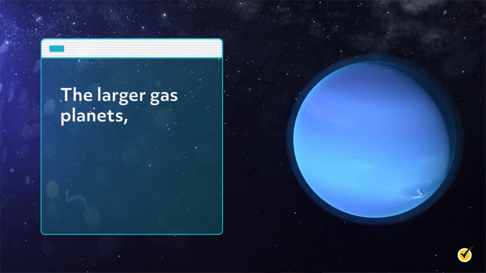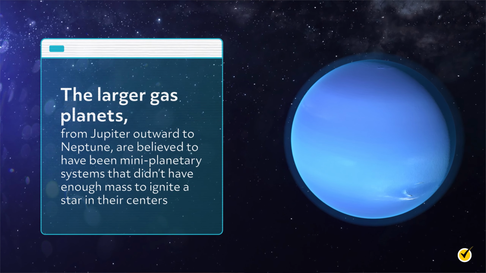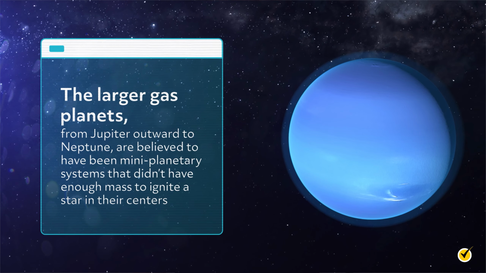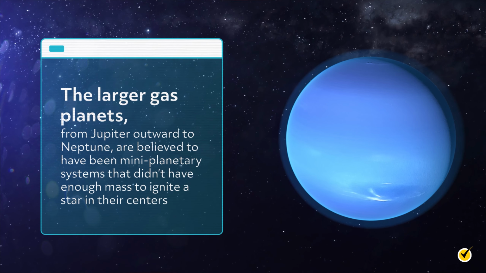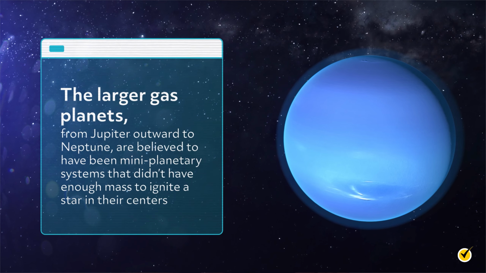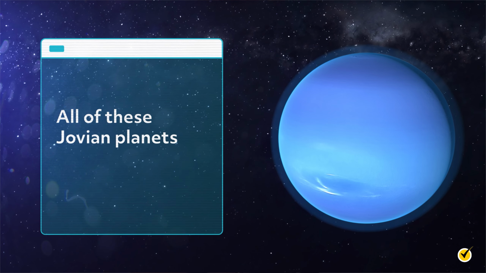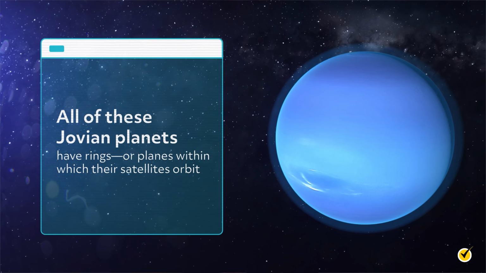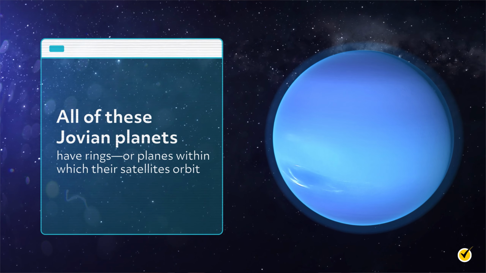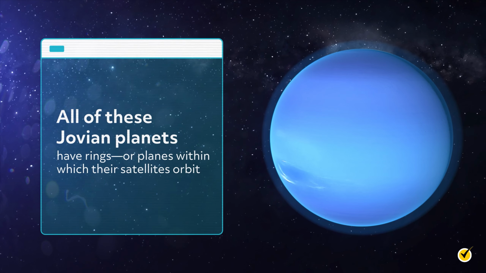The larger gas planets from Jupiter outward to Neptune are believed to have been mini planetary systems that didn't have enough mass to ignite a star in their centers. All of these Jovian planets have rings, or planes within which their satellites orbit.